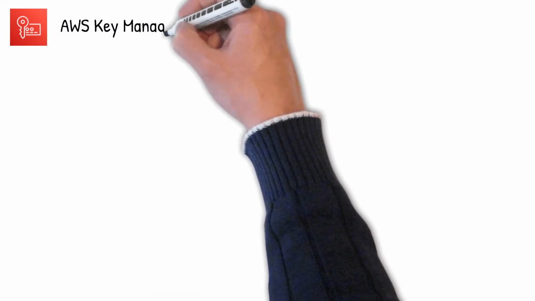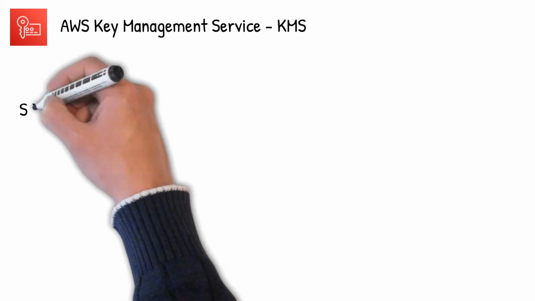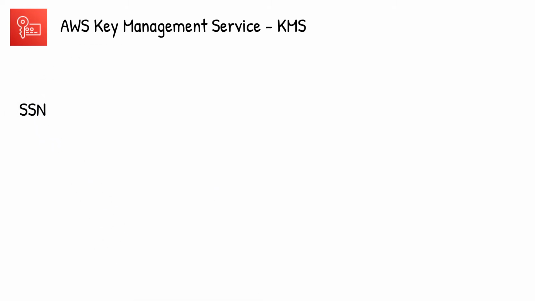AWS Key Management Service, or KMS. If your application needs to store sensitive data like SSN, then storing it in clear text may not be a good option. Because if your system gets compromised, it will be very easy for an attacker to get data stored in clear text. Therefore, you should always encrypt your sensitive data before storing.